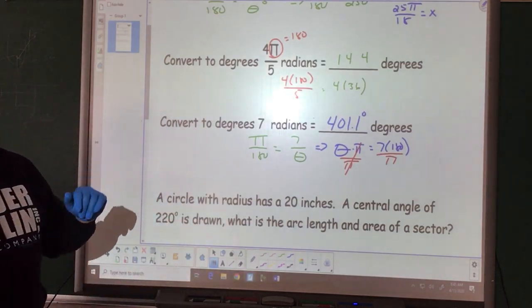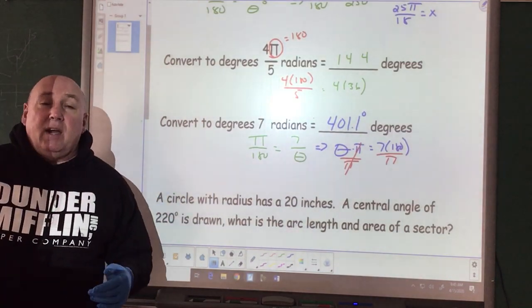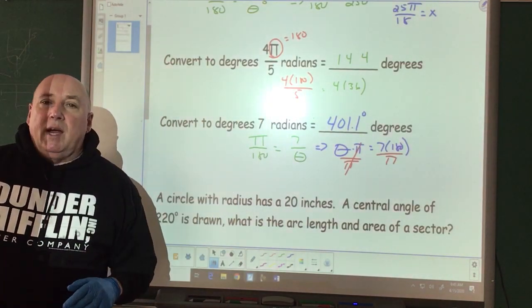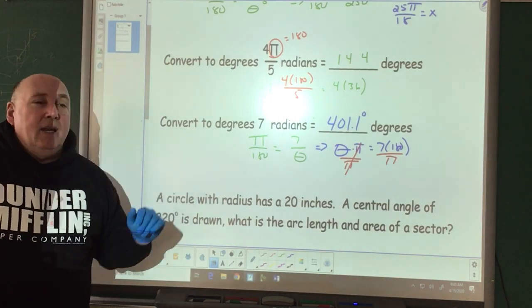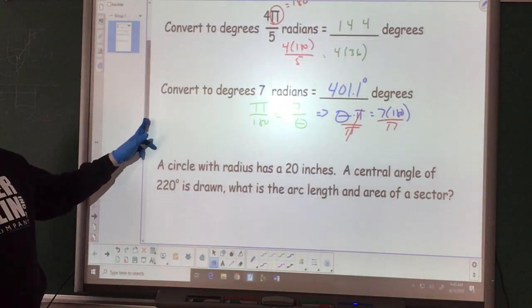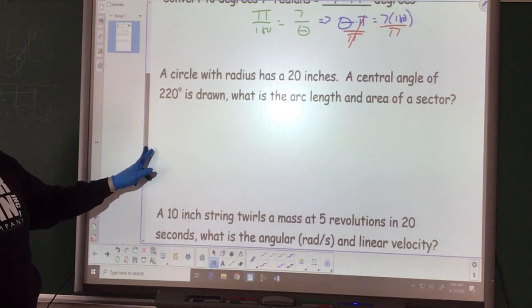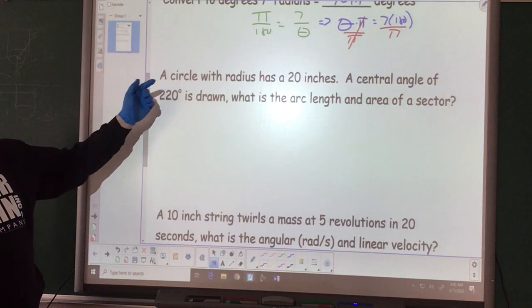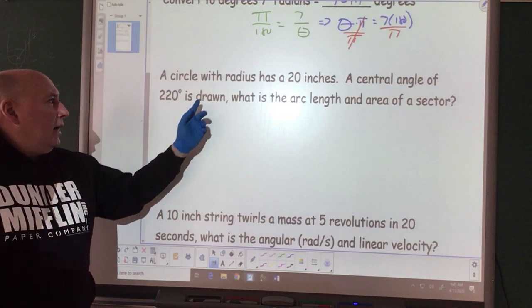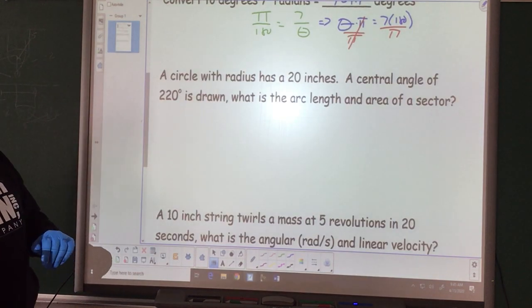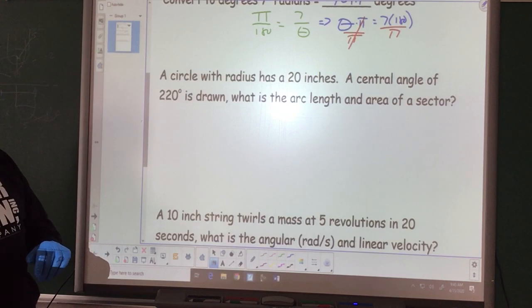Now, this is an approximate value. It's not an exact value because pi is an irrational number, but we can get an approximate value. Let's see here. We have a circle with a radius of 20 inches. A central angle of 220 degrees is drawn. What's the arc length and area of the sector?